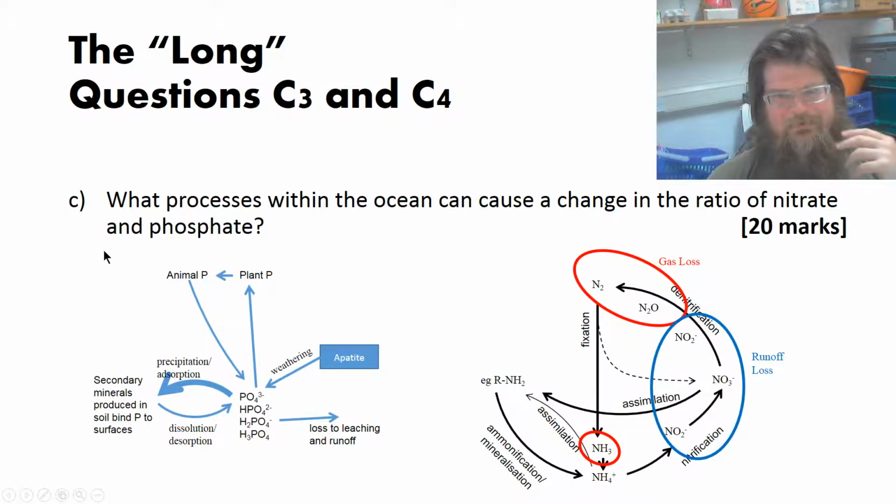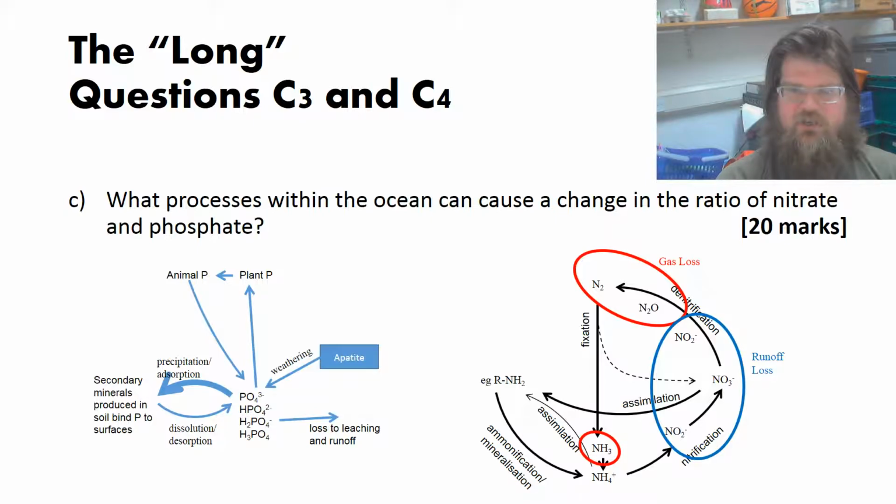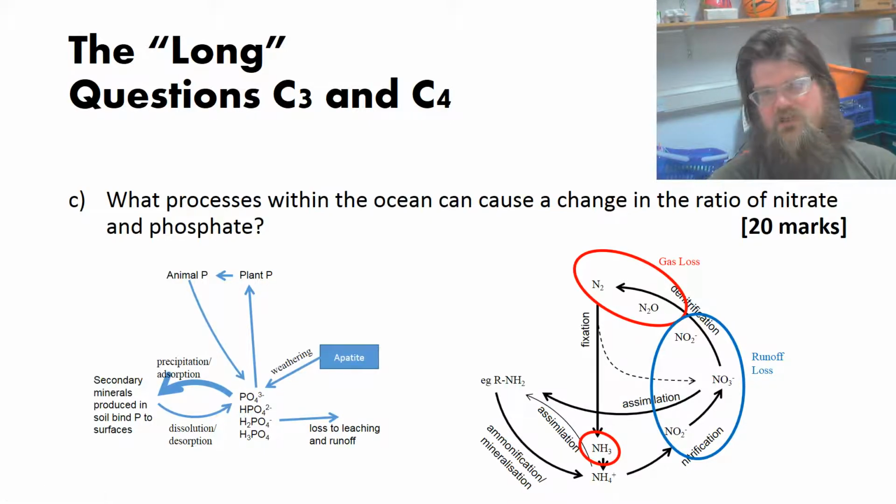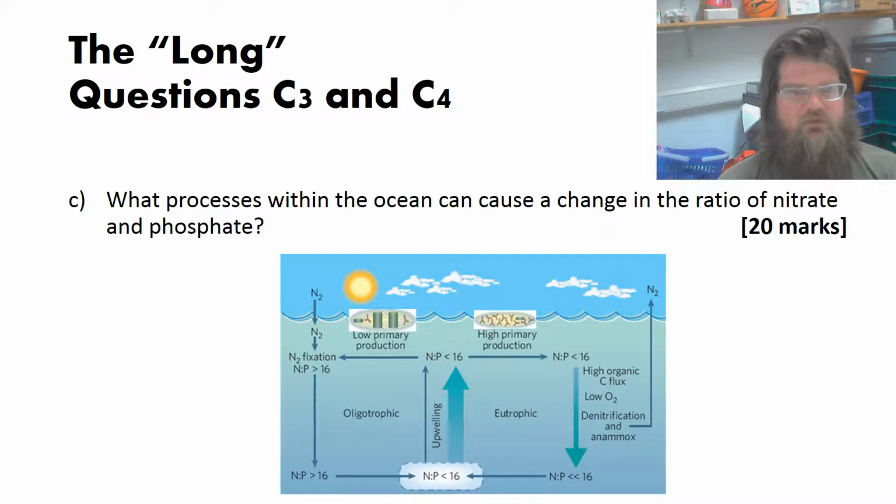So to answer this question, we're really looking for what processes can cause a change in the ratio. Basically, these additional loops or cycles within these nutrient cycles, so denitrification and nitrogen fixation. When these processes happen in the ocean, they don't affect the phosphorus cycle, but they do affect the nitrogen cycle, so they can change the N:P ratio. So that's one part of the answer to the question.